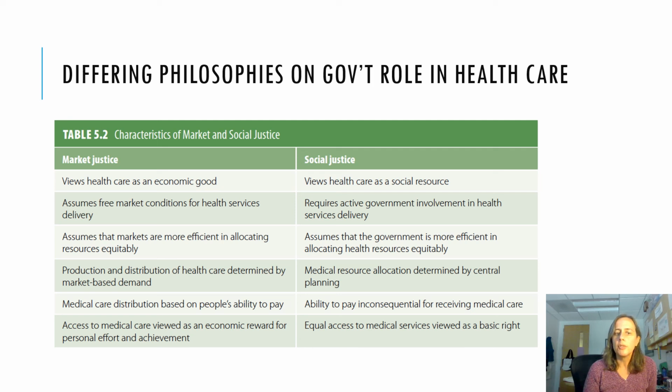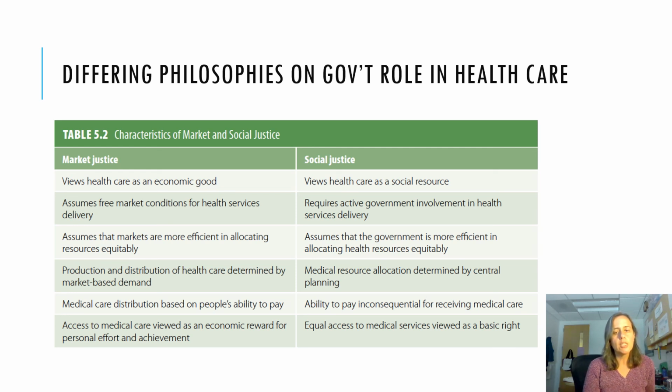So medical care distribution in our country is still in part based on your ability to pay, based on how much you can pay for your health insurance, whether you can afford a premium plan or not, and whether you can afford whatever out-of-pocket costs there may be. Also based on how good of a job you have and what type of insurance comes with that job. And so we tend to view medical care as an economic reward for personal effort and achievement, right? If you want healthcare, you have to work for it.